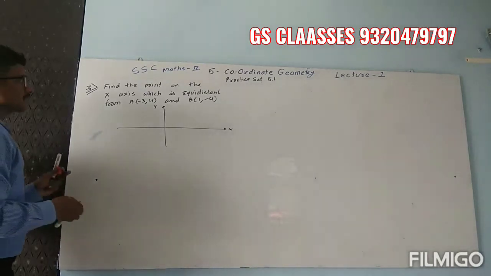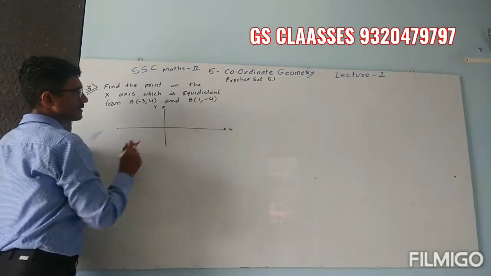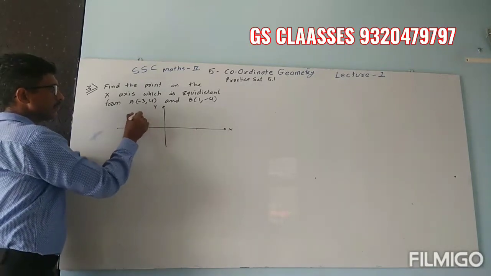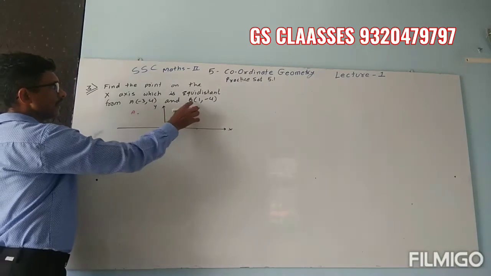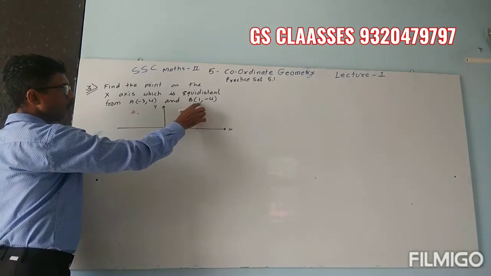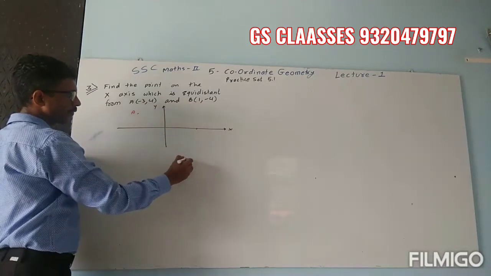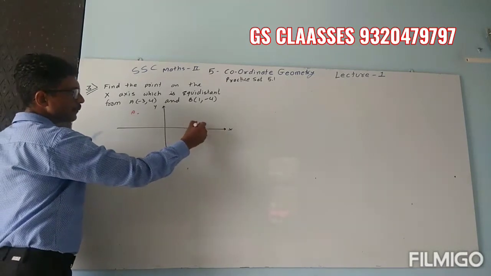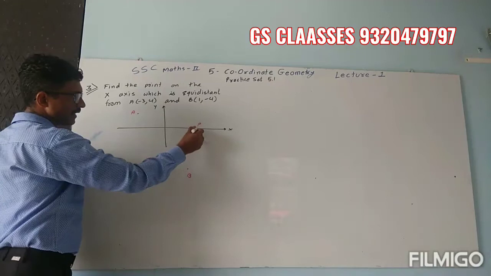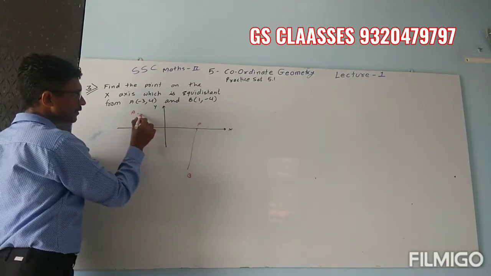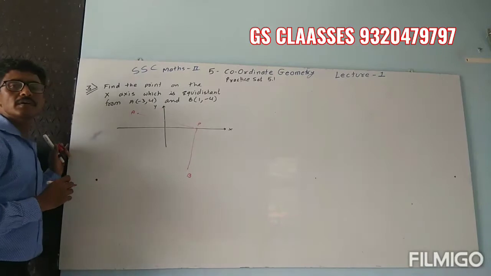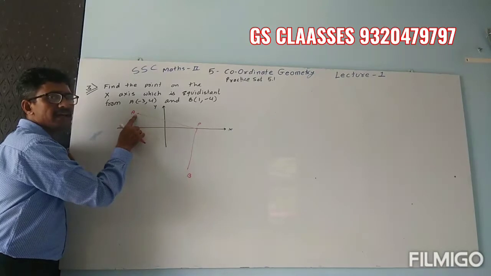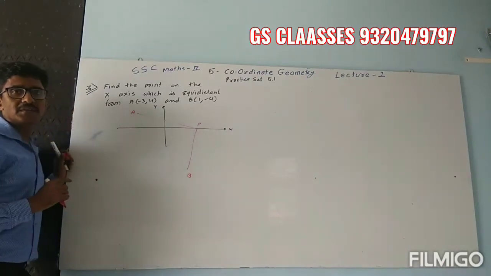And the point is somewhere on the x-axis. There is a point A, 3 and 4, somewhere here. And there is a point B, 1 and 4, say somewhere here. This point P is equidistant, having equal distance from A as well as from B.